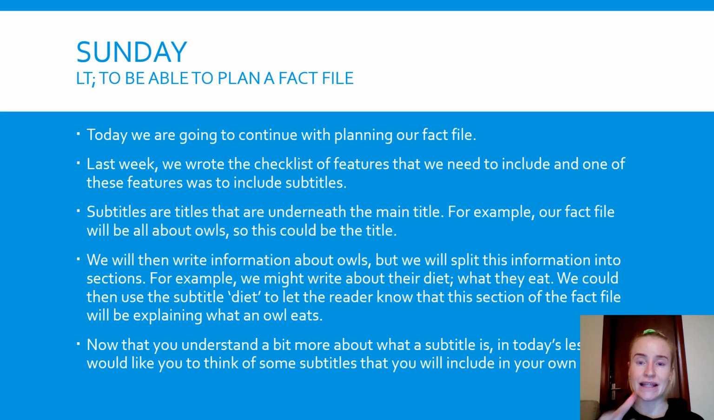So we'll split this information into different sections. For example, we might want to write about the oil's diet, which is just what the oil eats. So we could use the subtitle diet, and this would let the reader know that that section of the fact file is going to be explaining what the oil eats. And this just helps the reader so that if you ever read a fact file and you wanted to only know about what an oil eats, you would look for the subtitle that says diet, and it would help you to understand that that is where that information is going to be.